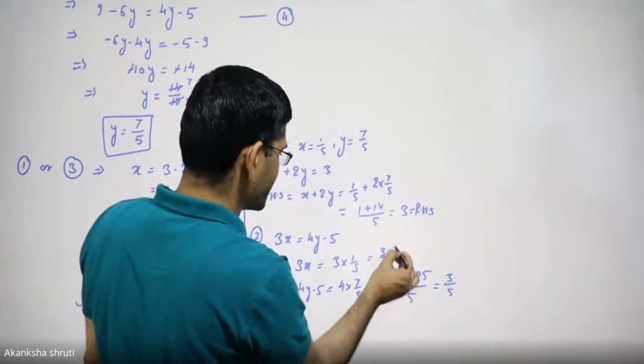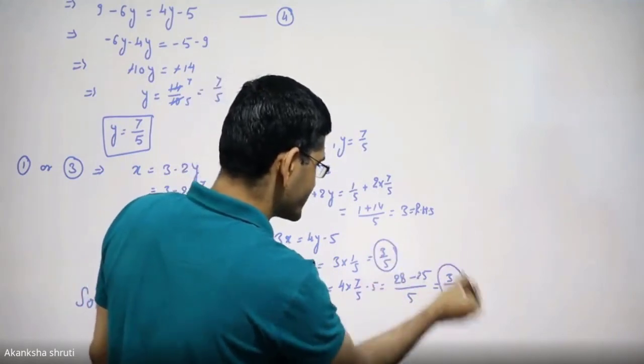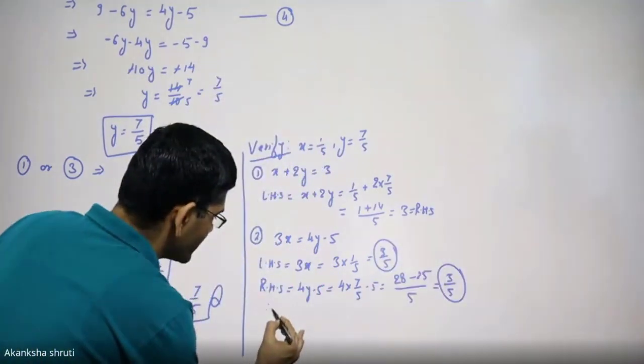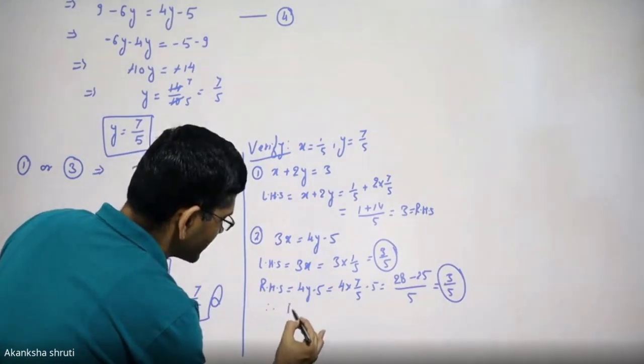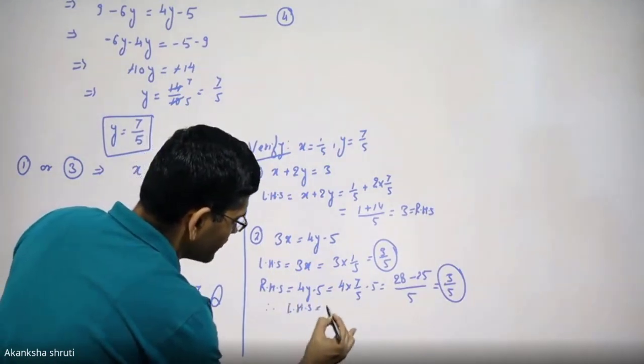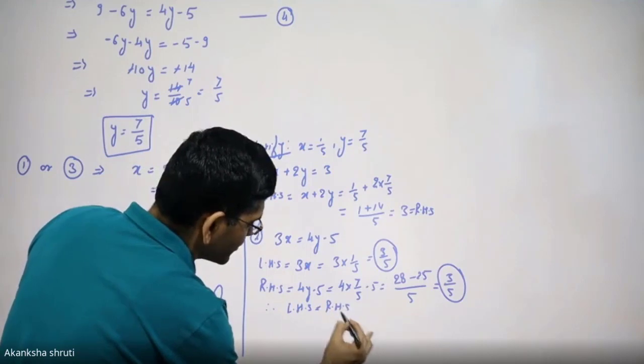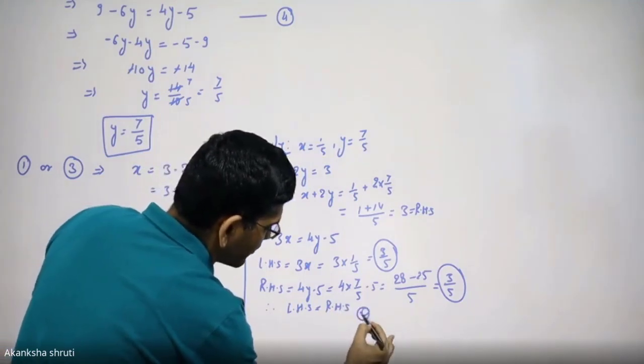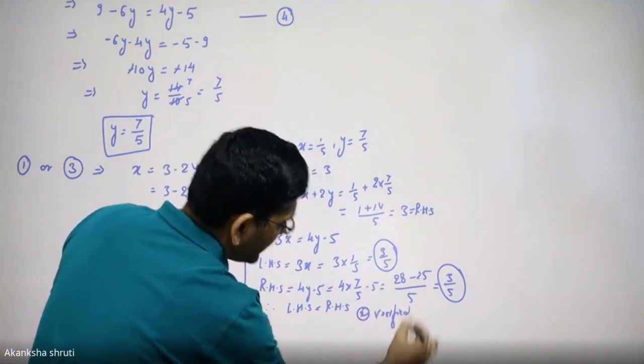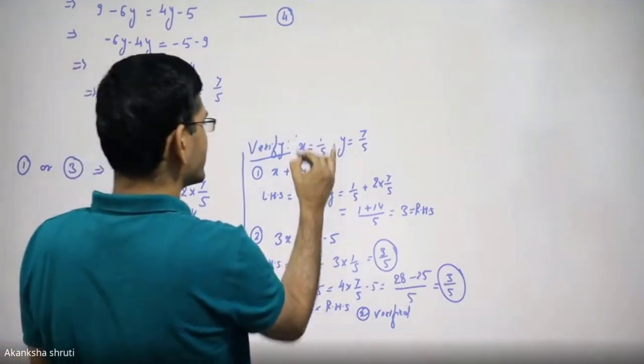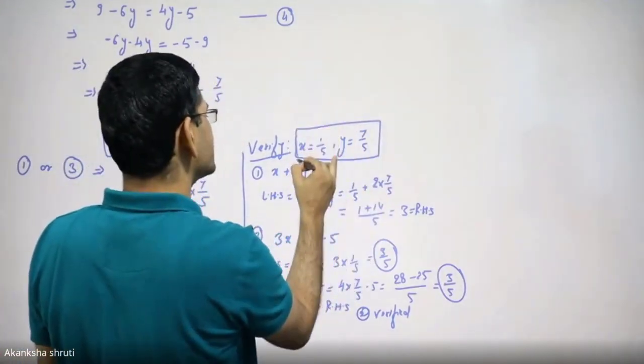What we are getting, a student? Again, these two are the same. Therefore, LHS for equation 2 is equals to RHS. So equation 2 is also verified. Means the values of x and y that we have calculated are correct.